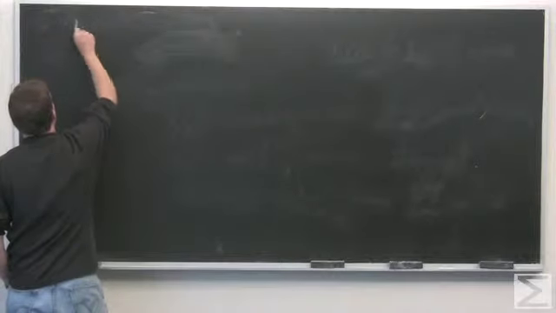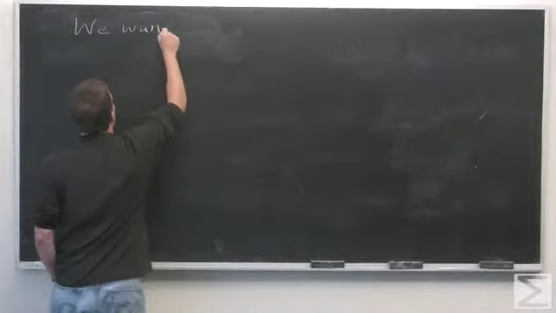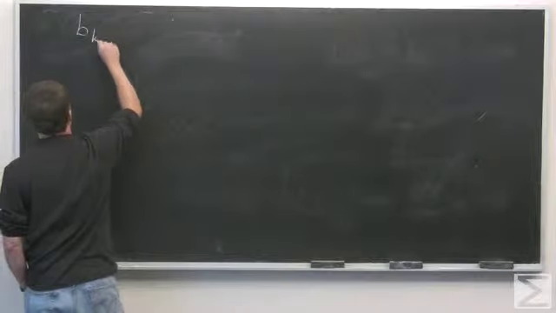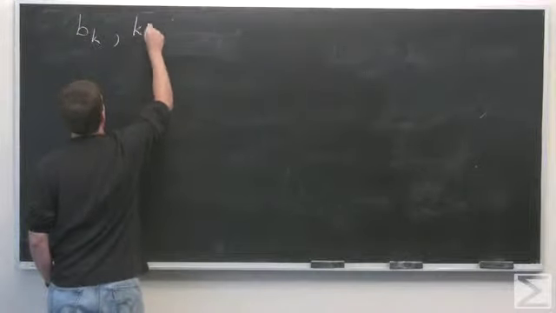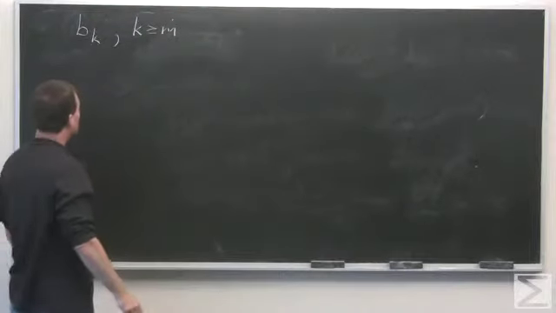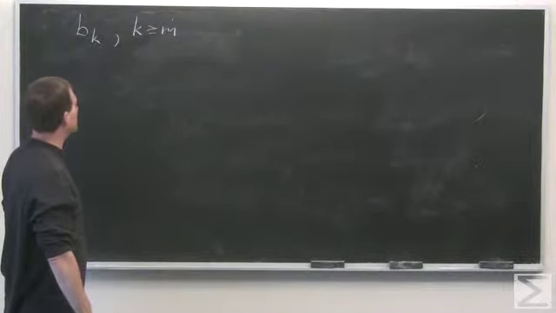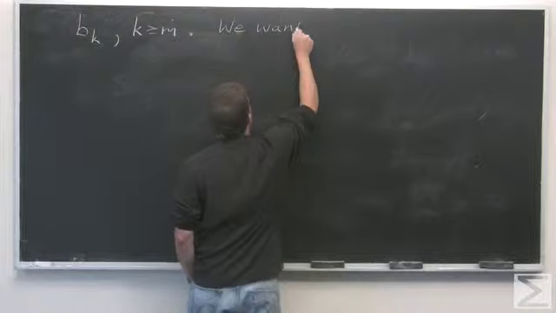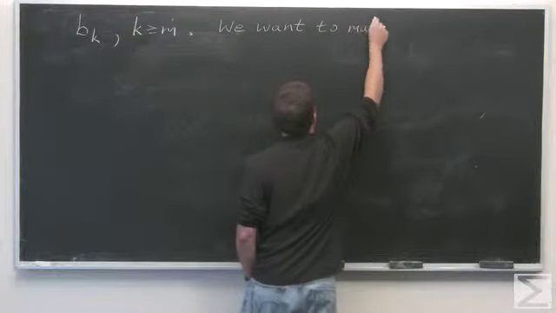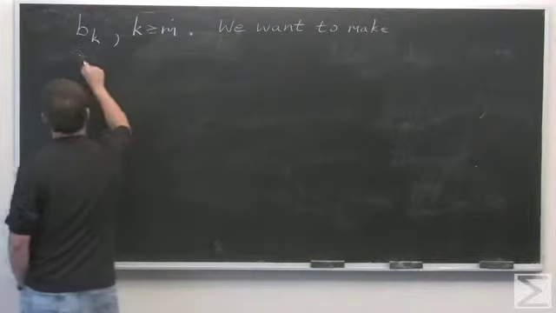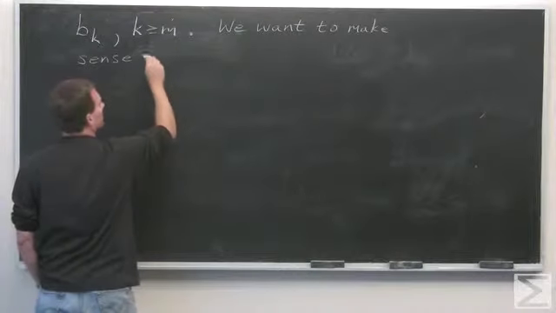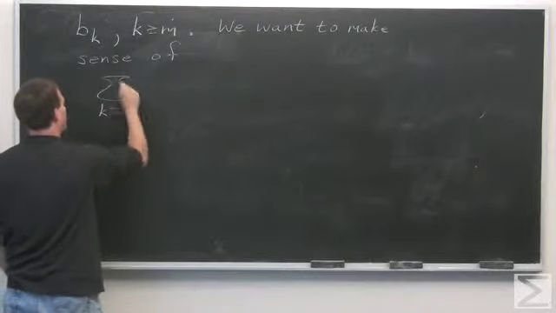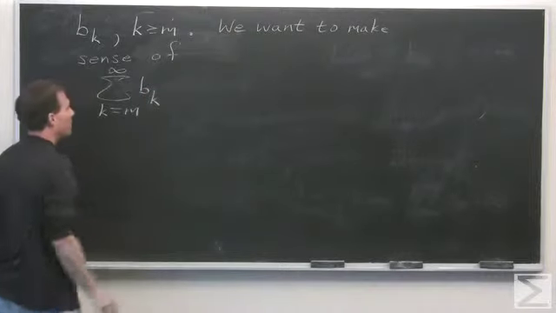So we want to make sense of, so again, we'll start with a sequence, and now I'm going to subscript by k on the sequence because I'm going to use n for something else. So I've got some sequence of b sub k's where k is greater than or equal to m, and we want to make sense of the infinite sum, the sum of all the b sub k's.